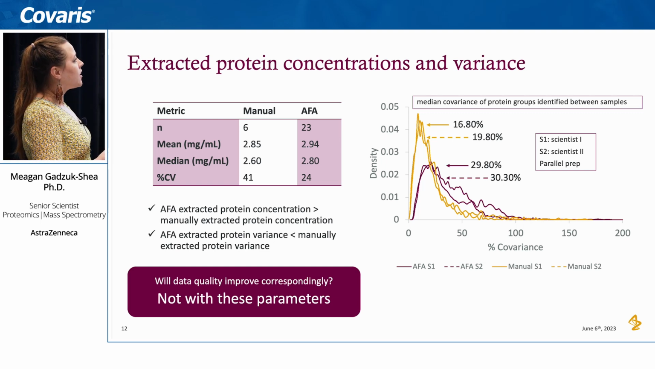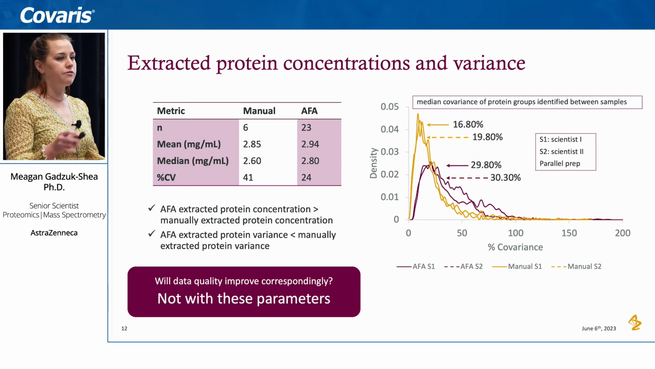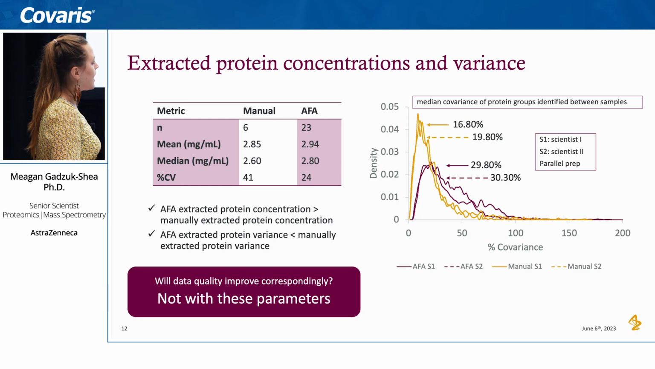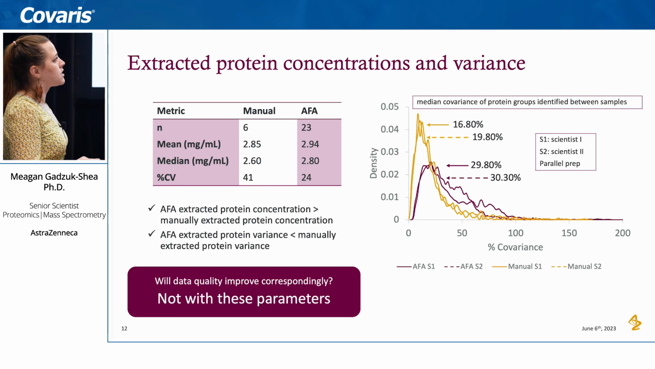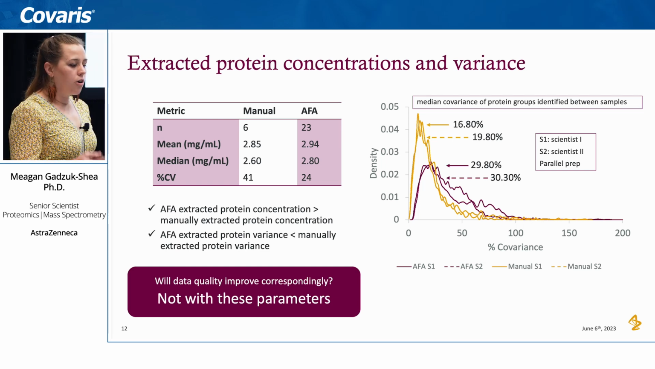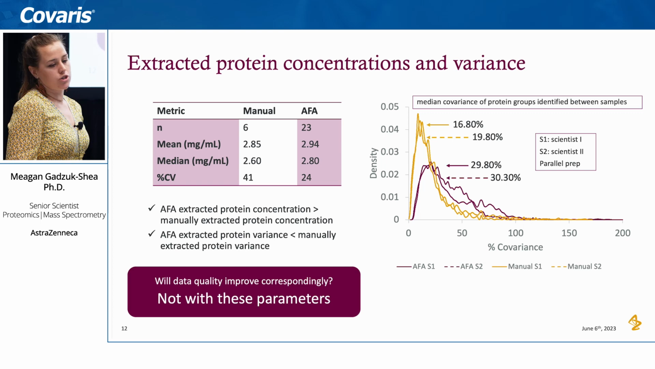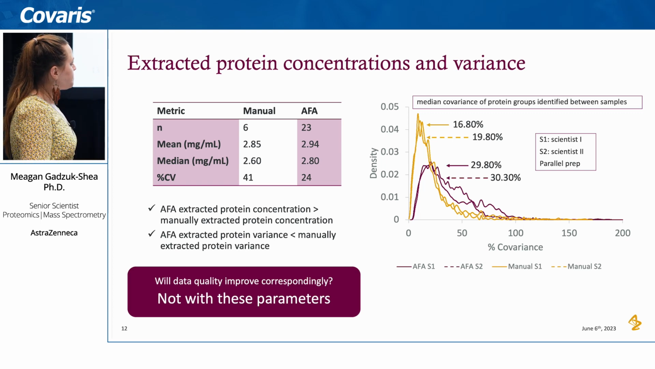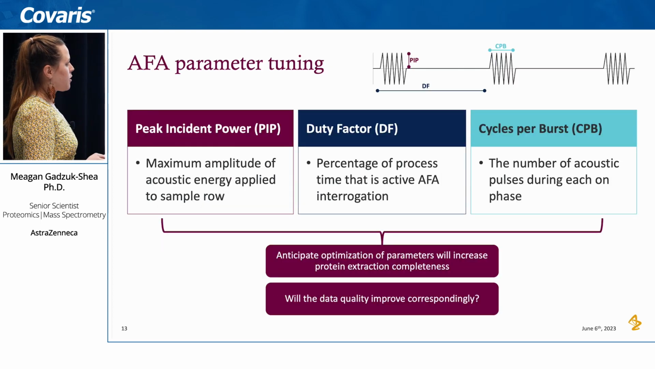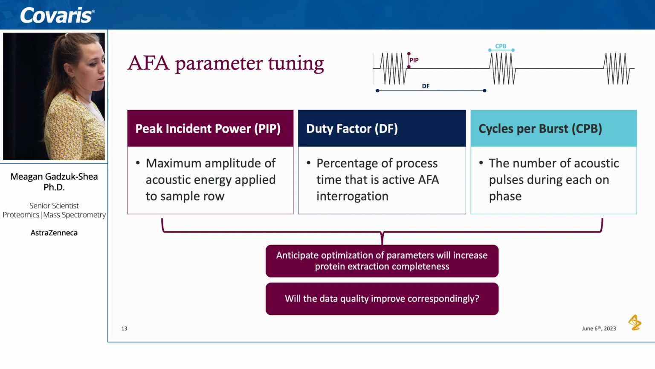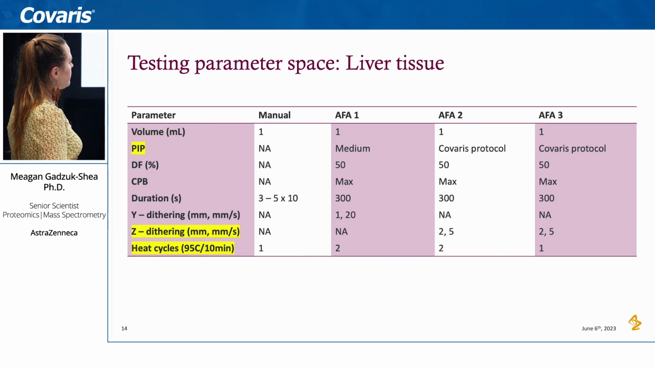But what we can see here is that with the manual bead mill, we were able to get lower than 20%, which is our benchmark of what we're aiming to get, while the AFA treatment was higher than what we would like to see. So we were like, okay, we need to try changing some of the parameters. Going back to those parameters that I've described, we anticipated that if we optimize these, we're going to get better protein extraction. And furthermore, we still want to see if we can achieve better quality data.